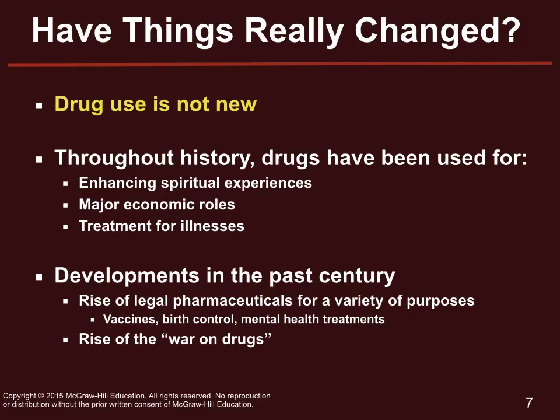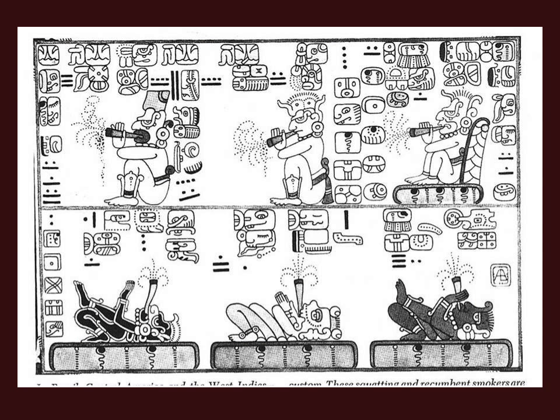Some changes here in the modern period, we've seen the rise of legal drugs, of the prescriptions and pharmaceuticals that we take for a variety of purposes, and then also this thing that we call the war on drugs, the legal efforts to prosecute drug use and drug users. So just a couple of visuals on that history of drug use.